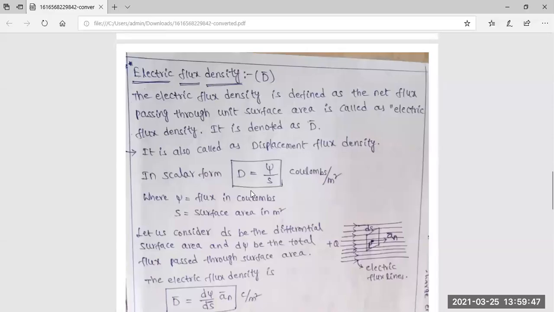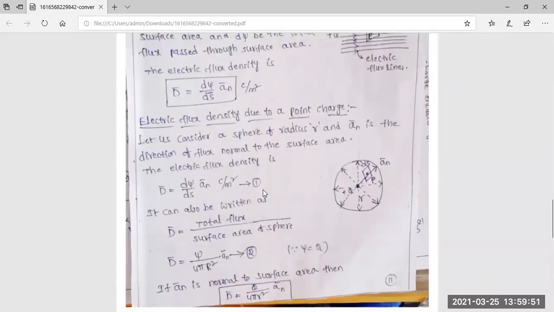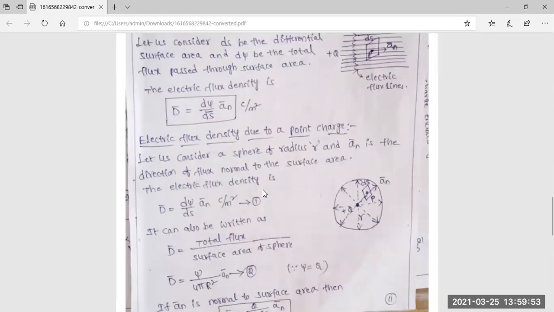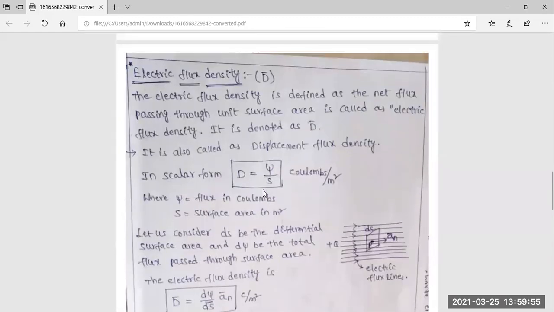So good afternoon. Today we are going to discuss the electric flux density due to a point charge. Already we have discussed electric flux and electric flux density, right? So what is electric flux? Anybody want to respond? What is electric flux?